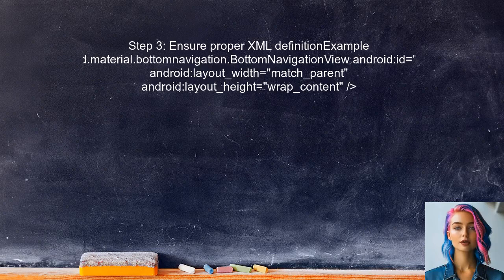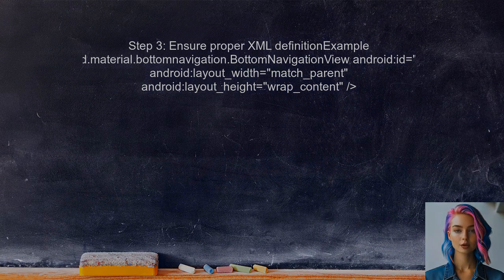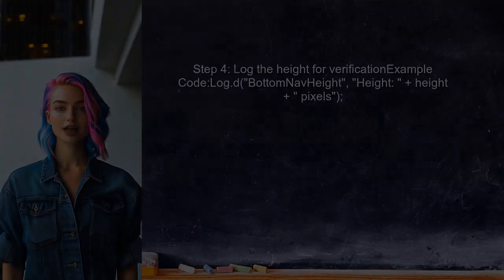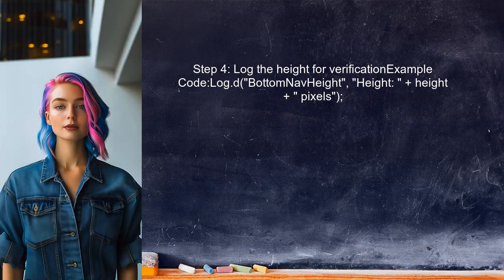Additionally, the user should ensure that the bottom navigation view is properly defined in the XML layout file. This will allow the height to be correctly referenced. Finally, the user can log the height to verify that it has been retrieved correctly. This can be done using log statements in the code.